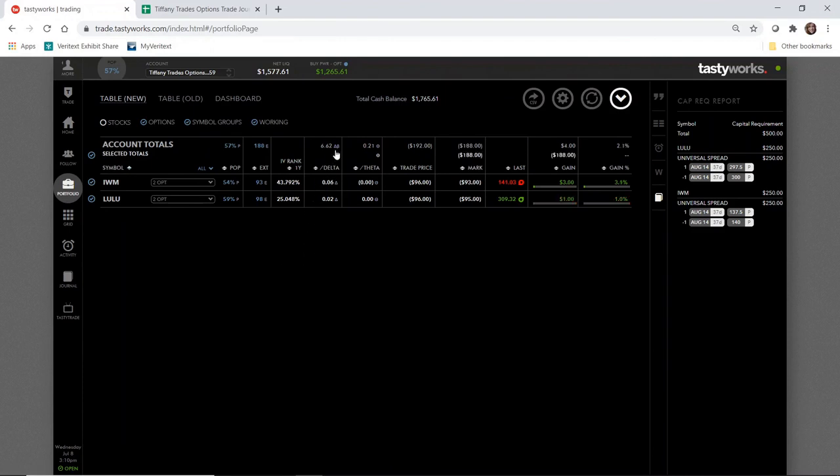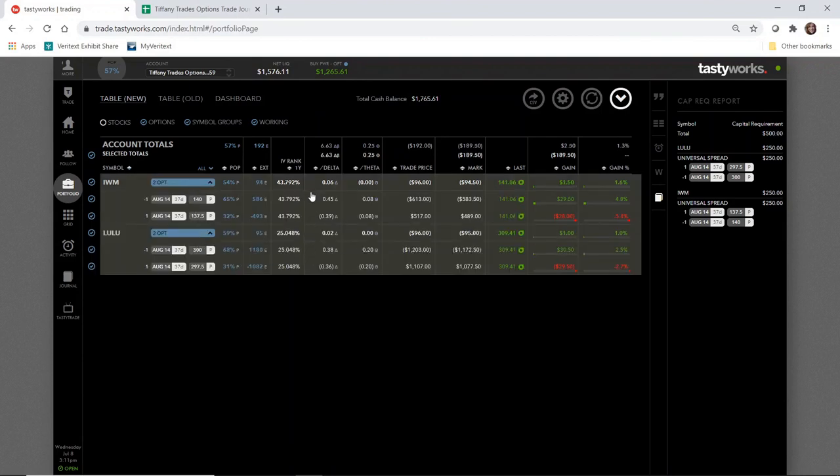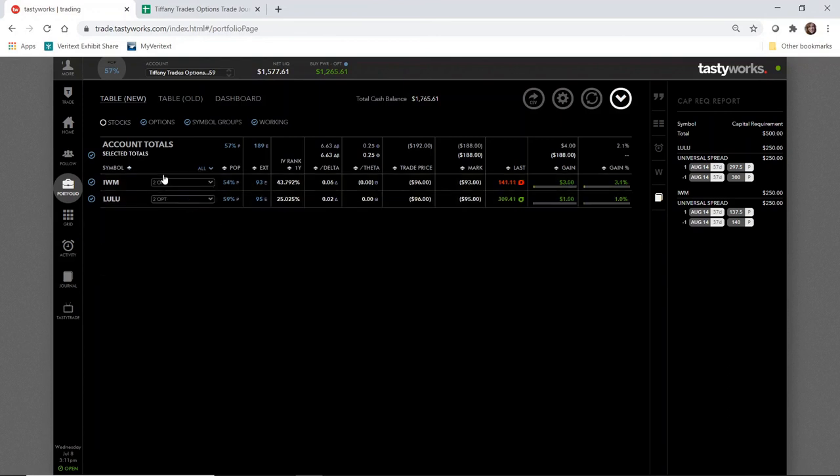I will point out to you, based on my video about Delta last week, that the Delta weight of this portfolio is positive 6.62. That is because both of these are positions that would result in net positive Delta. I am in short put credit spreads, which means that I have a bullish outlook on both of these trades and I want the stock to increase, and I'm therefore long the market.